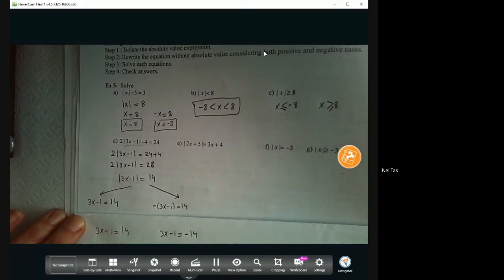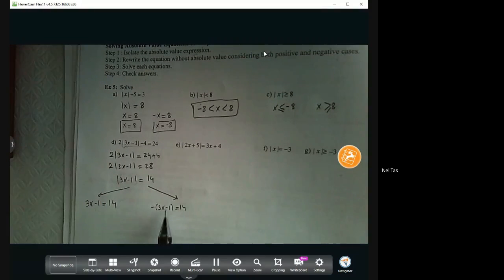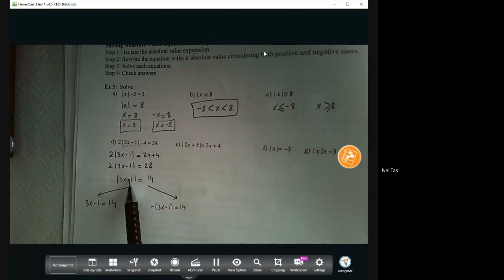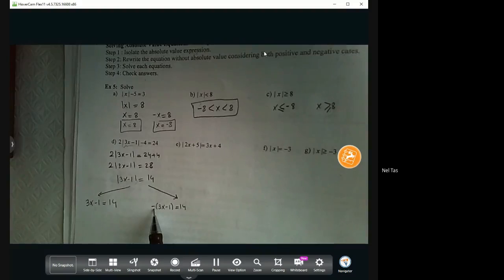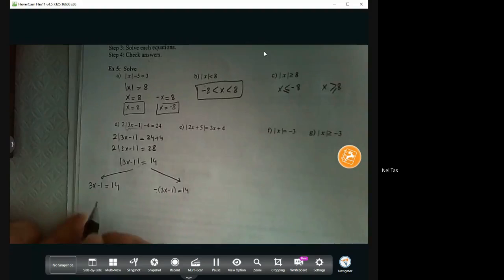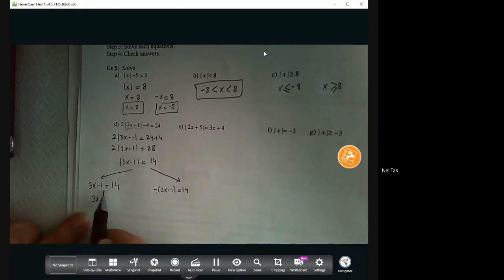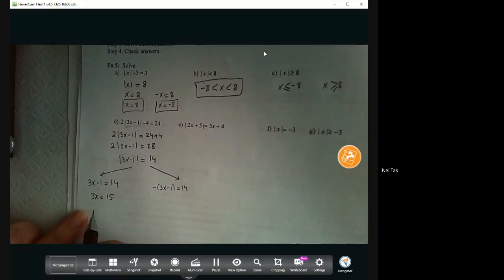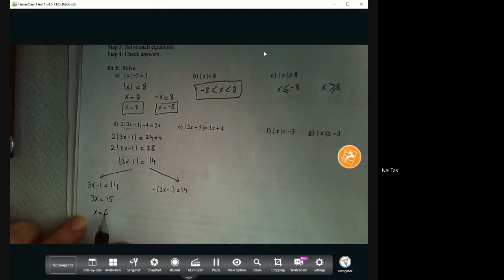Whichever you find easier to do. One of them is the positive case, so you take whatever you see inside the absolute value as it is and keep the right side. And for the negative case, if you are using this one, you take whatever you see inside the absolute value and multiply it by a negative sign. Then you solve. Isolate x from here. So -1, move it to the other side, you get 15. Divide both sides by 3, you get x equals 5.